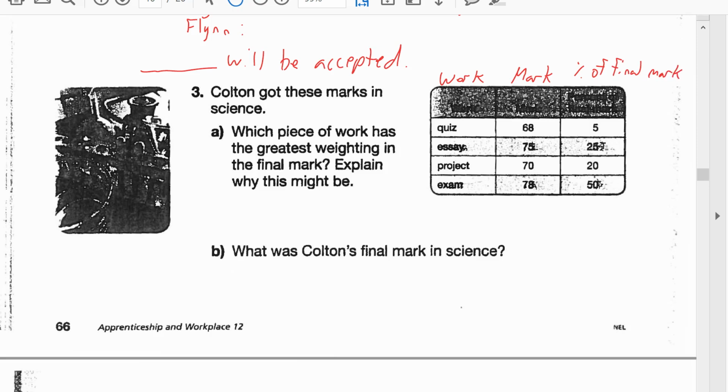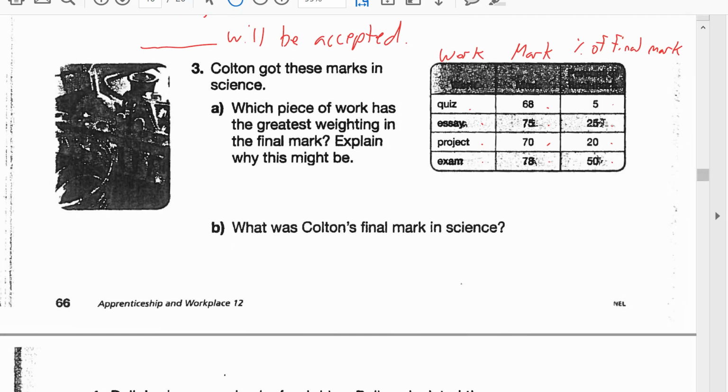So this quiz is 68 and it's worth 5%. There's an essay that he got 75% on and it's worth 25% of your grade. Then he did a project that he got 70 on and it's worth 20%. And then he did an exam and he got 78 and that was worth 50% of his grade.